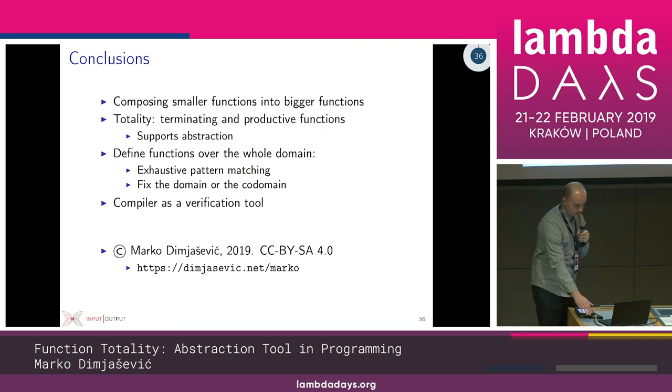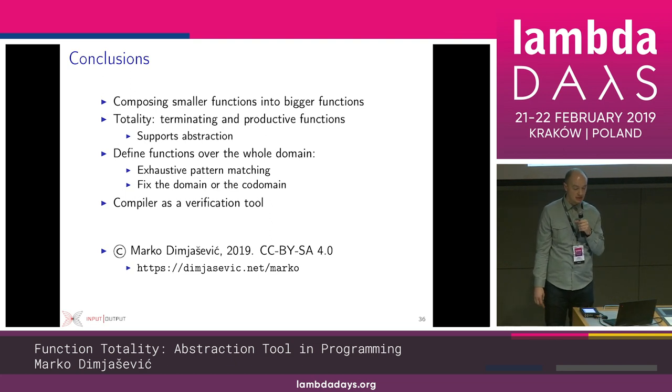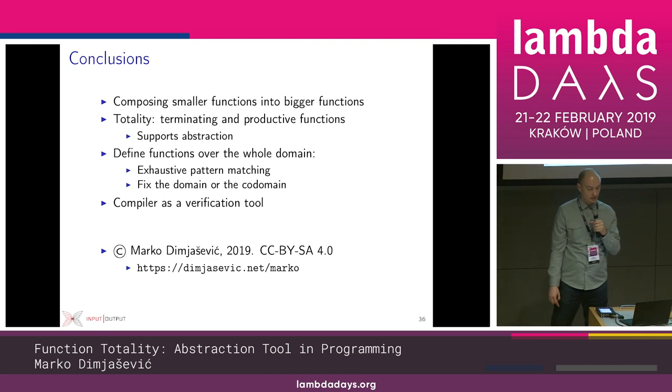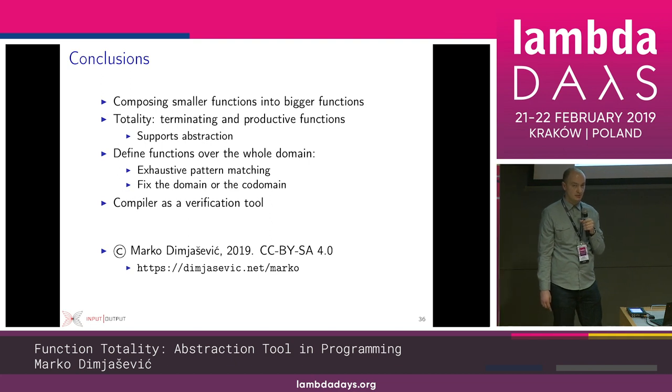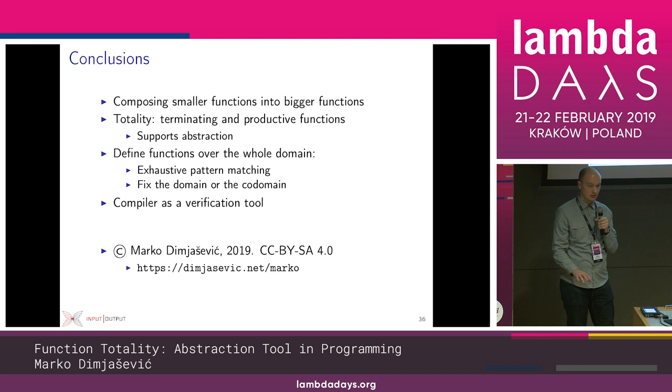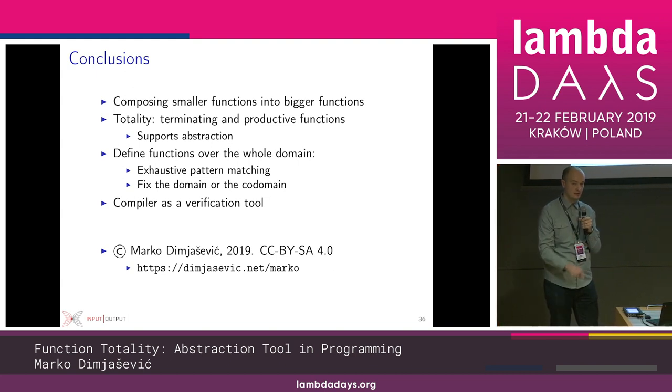So to conclude, I covered function totality, where we relied on smaller functions to write bigger functions. These were our building blocks. And I hope I conveyed the idea that totality supports abstraction, because if your smaller functions are total and you build up your bigger and bigger functions and they're all total, you don't have to worry that there is a case that you haven't covered in these lower level functions.